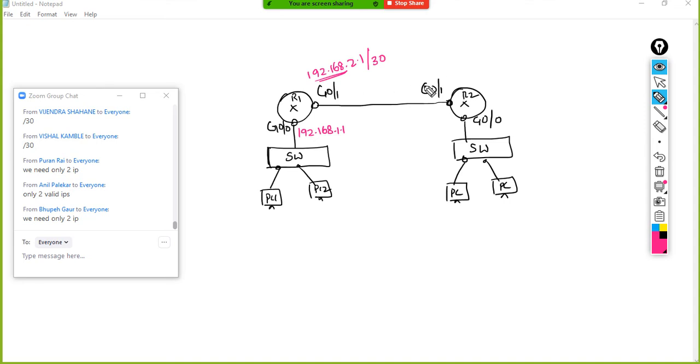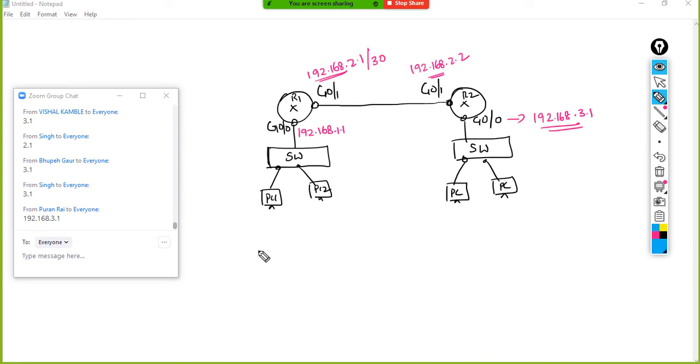Then what about here? If it is 2.1, then what's the next IP on the router 2 side, which is 192.168.2.2. Good. Then after that, what's the IP we are going to configure on the other side in router 2? 192.168.3.1. Is it clear, guys? So this is my topology, right?